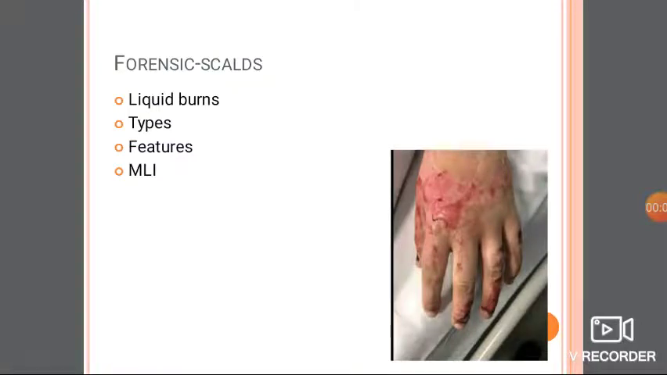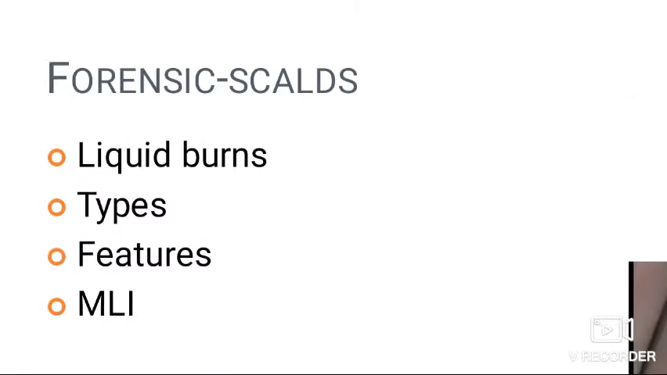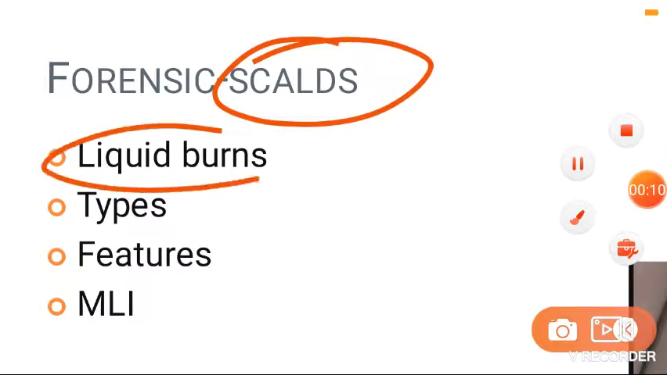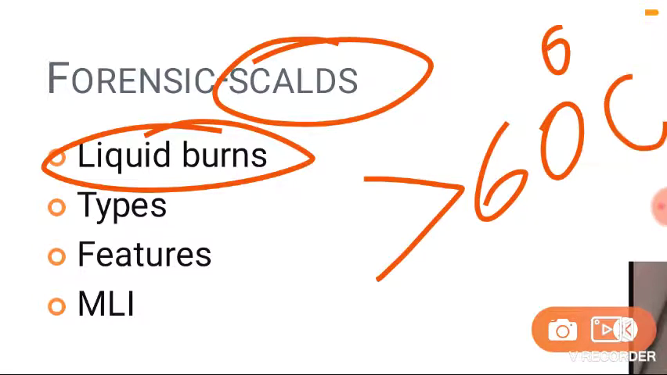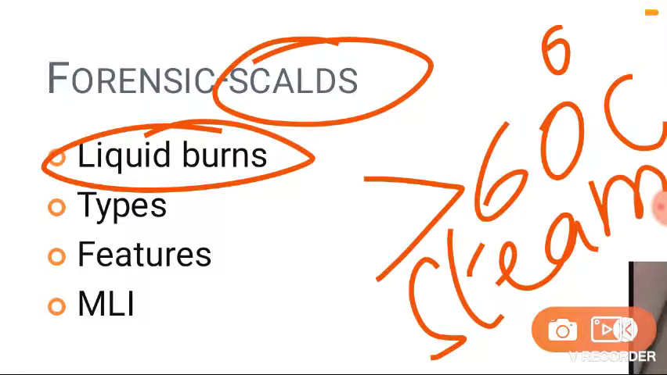In this video, we want to look at scalds, forensic scalds. So what are scalds? Scalds are liquid burns. Not difficult, right? Scalds means liquid burns. They result from an application of a liquid which is greater than 60 degrees centigrade, or even steam. They categorize steam burns also as liquid burns, scalds.